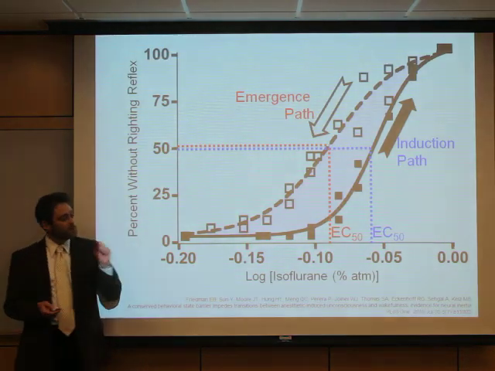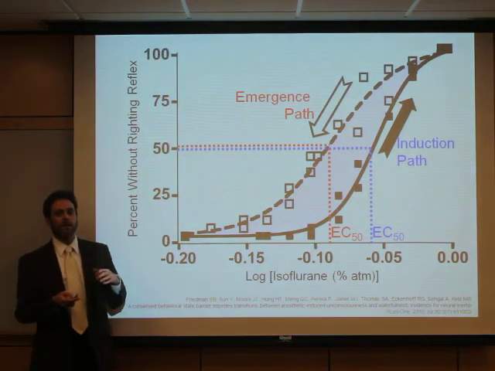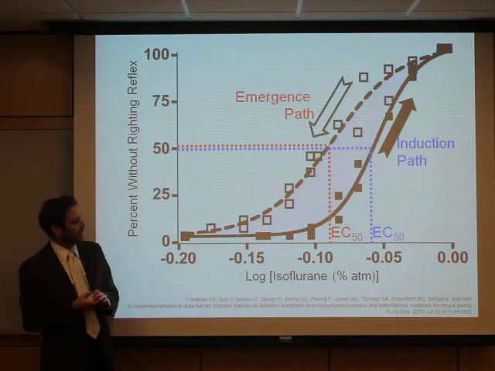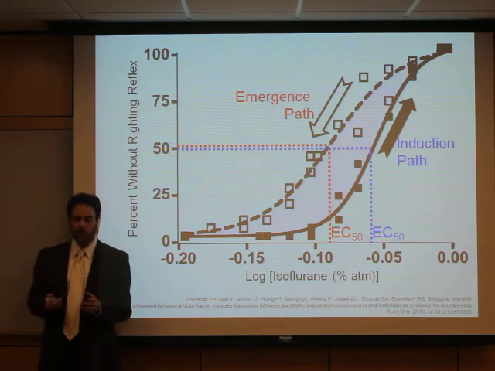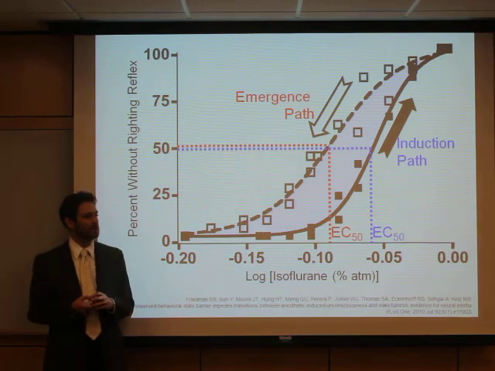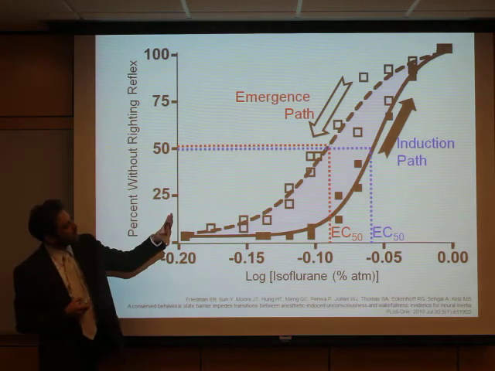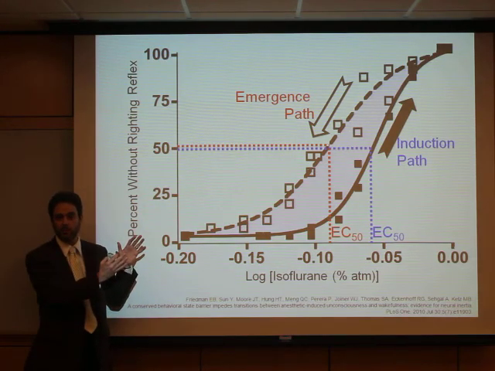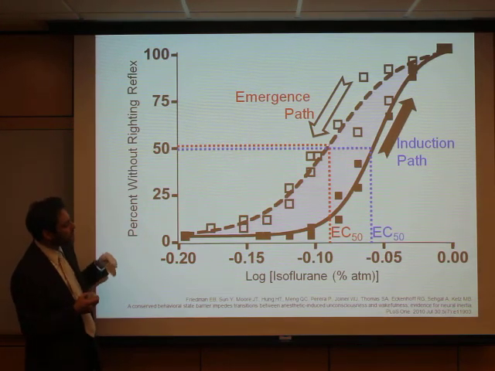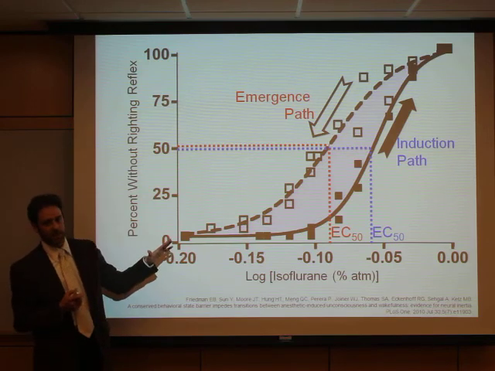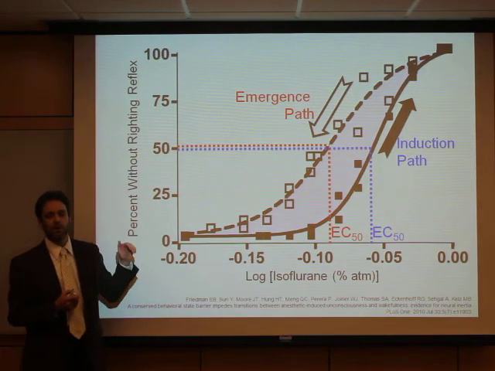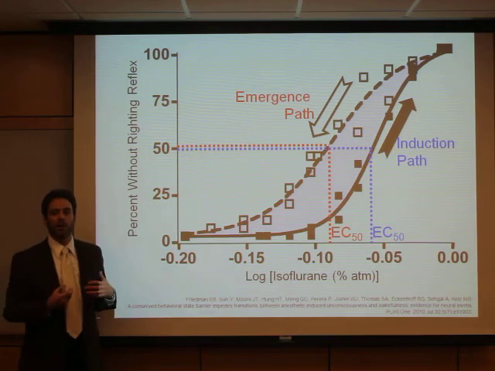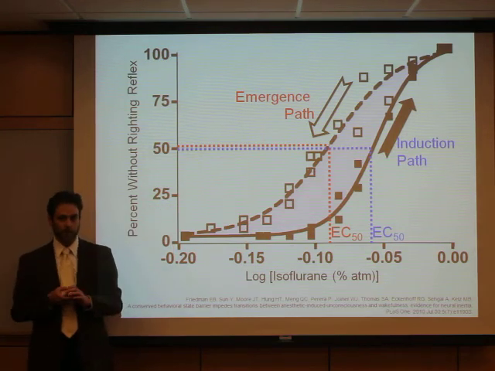And it is possible that that inertia is relevant for humans. It certainly is in animals, and Max and his colleagues have done this work in fruit flies and in mice, where they've shown that the induction path and the emergence path have a hysteresis between them, so that you actually require more anesthetic generally to induce anesthesia than the concentration at which responsiveness is restored.